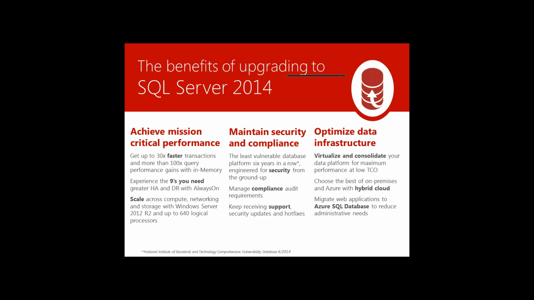Scaling up your Windows and virtualization. Windows Server 2012 R2 can scale up to 640 logical processors and multiple terabytes of RAM. This is something that, for some of the very large data sets, is going to give you a great degree of consolidation and a lower cost of ownership.